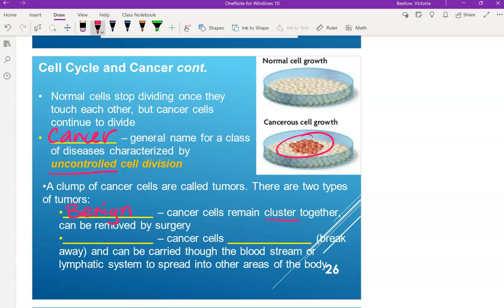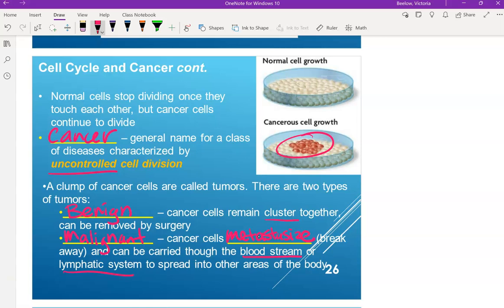The one that's a little more scary is called malignant. And malignant is when these cancer cells tend to metastasize. And that means that those cells are not staying together or clustered anymore. And basically they can move around. And unfortunately, if they break off, they get into the bloodstream or the lymphatic system, which runs parallel to the bloodstream, it can end up in other areas of the body.